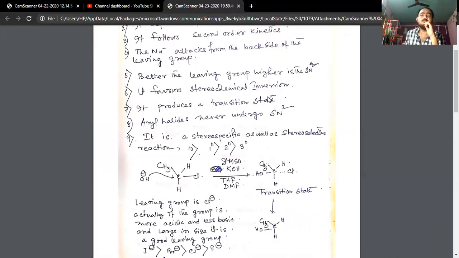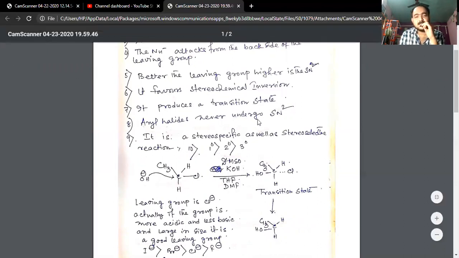This is very important. This is very, very important. It favors the stereochemical inversion. If you do not understand stereochemical inversion, if you do not understand the absolute nomenclature, please give me a comment. Then I will discuss the absolute nomenclature.